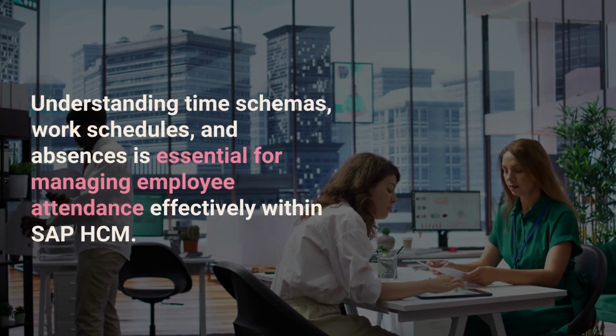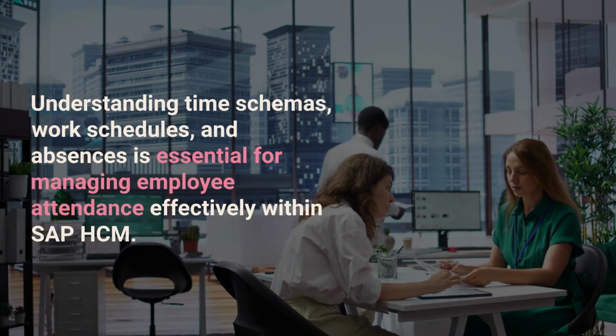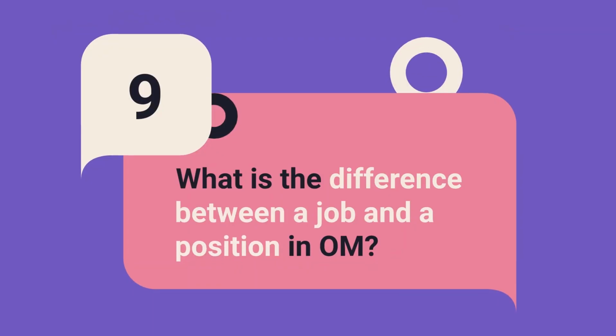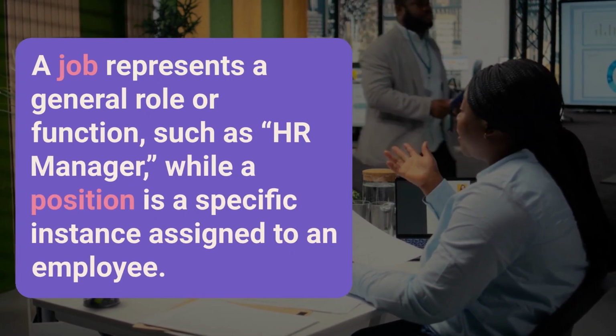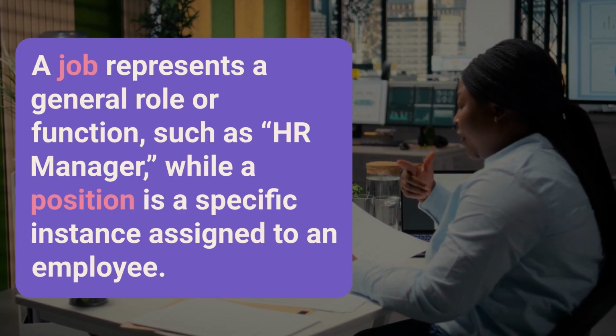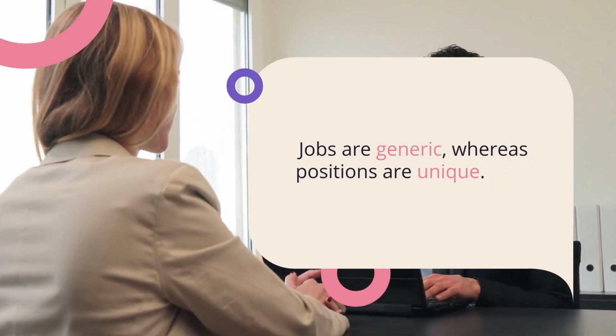Understanding time schemas, work schedules, and absences is essential for managing employee attendance effectively within SAP HCM. 9. What is the difference between a job and a position in OM? A job represents a general role or function, such as HR manager, while a position is a specific instance assigned to an employee. Jobs are generic, whereas positions are unique.